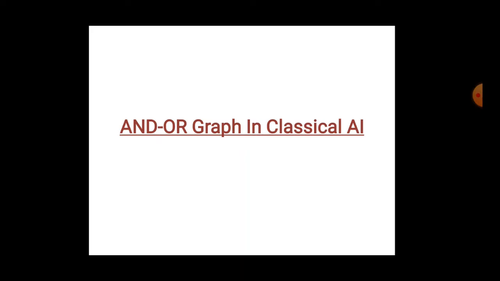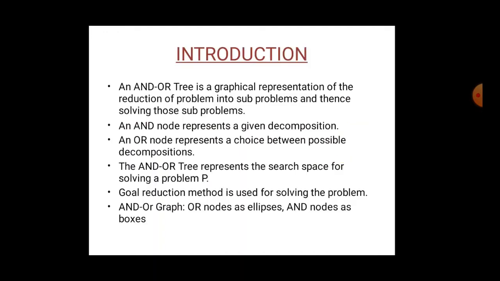Today we are going to discuss AND/OR graphs as a part of classical AI. Formally defining an AND/OR tree, it's a graphical representation in the form of search space where we reduce the problem into subproblems in order to solve the subproblems and hence arrive at the solution of our main problem.